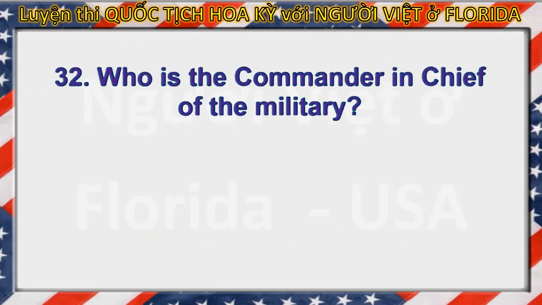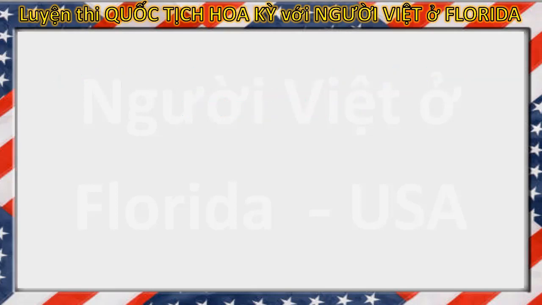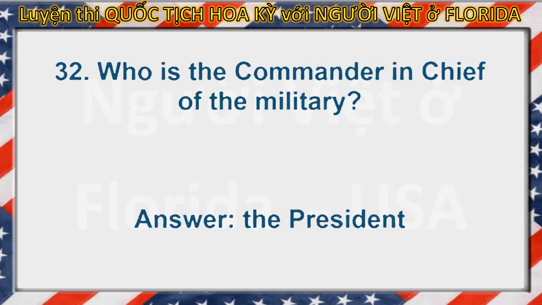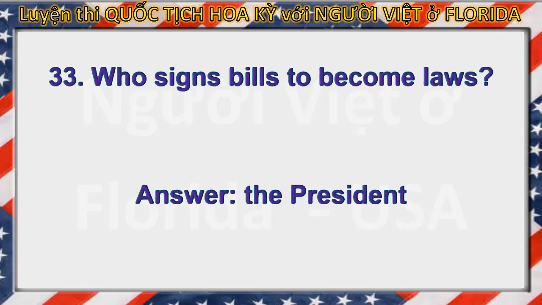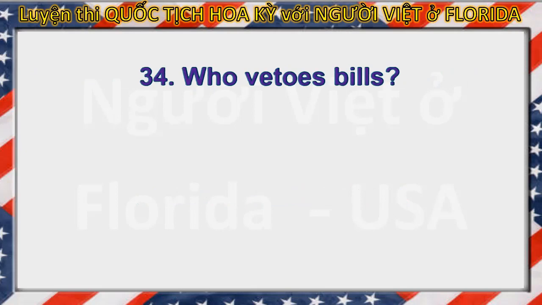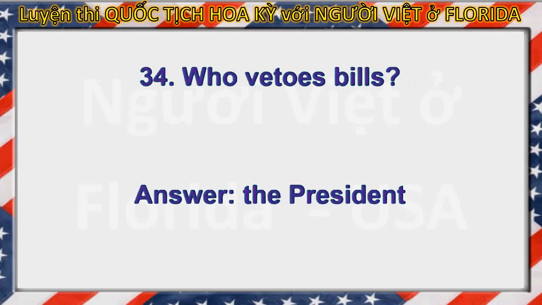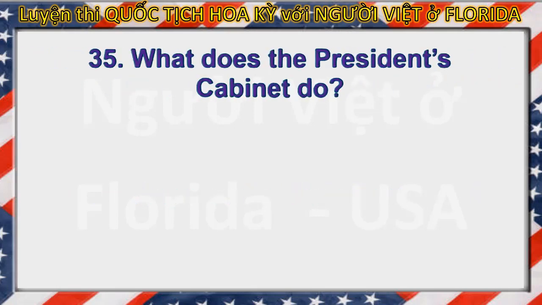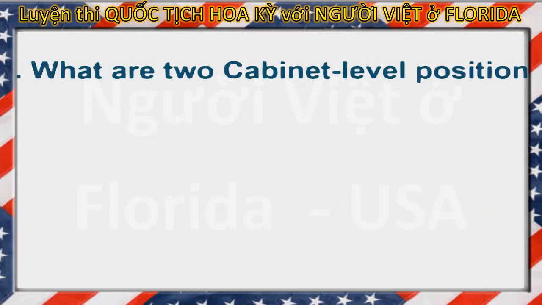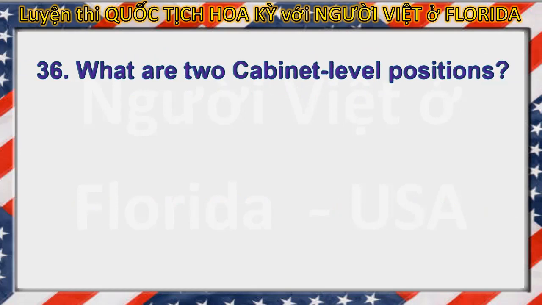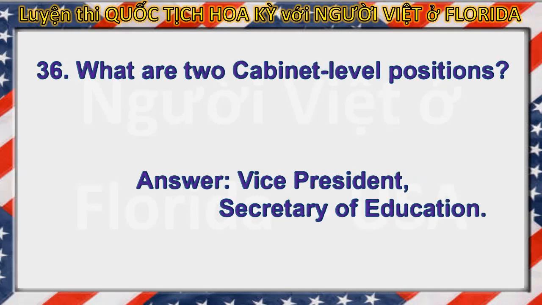Who was the Commander-in-Chief of the military? The President. Who signs bills to become laws? The President. Who vetoes bills? The President. What does the President's cabinet do? Advises the President. What are two cabinet-level positions? The Vice President. Secretary of Education.